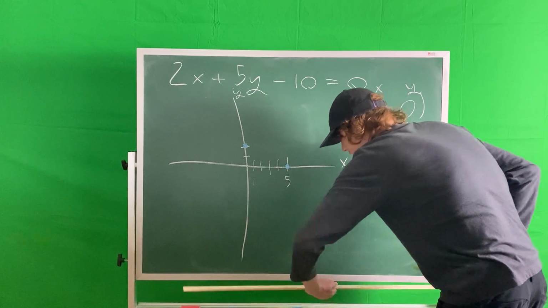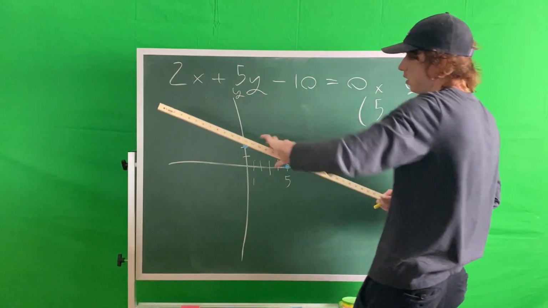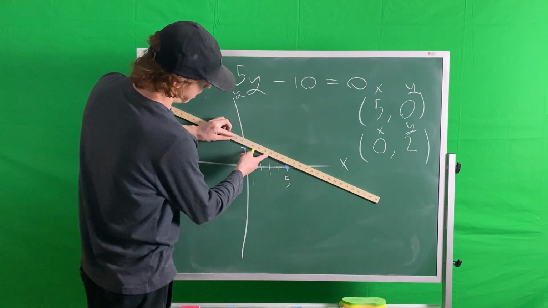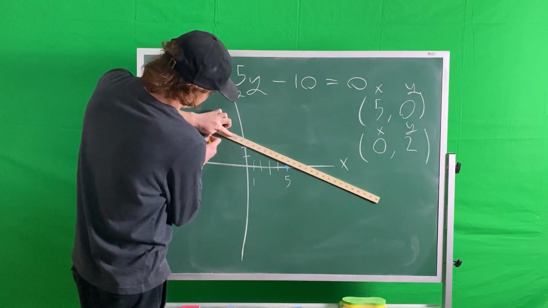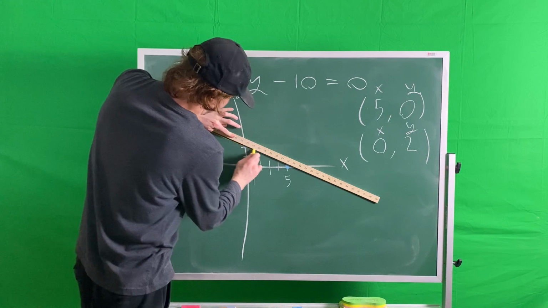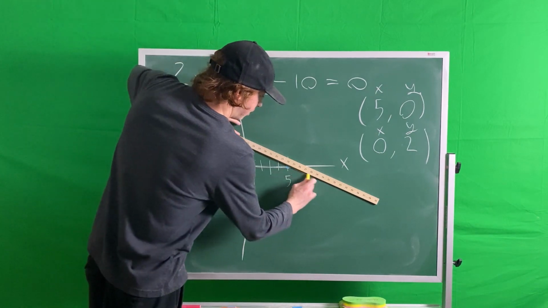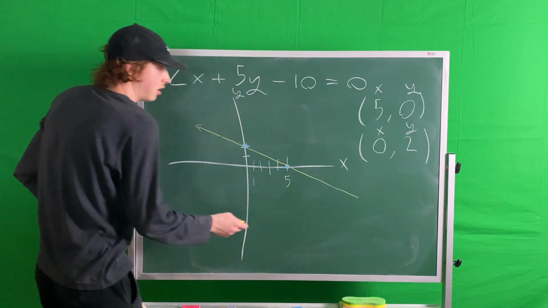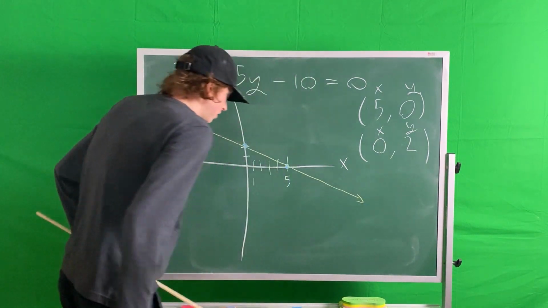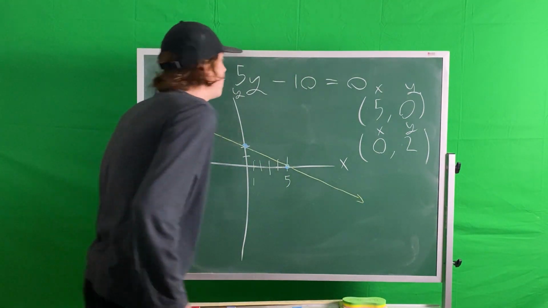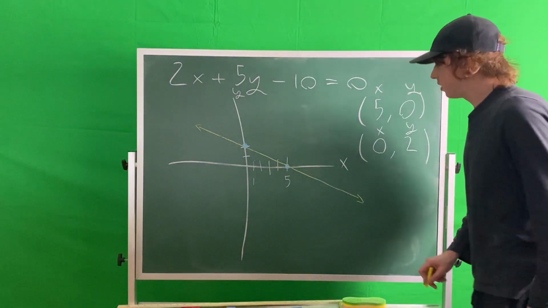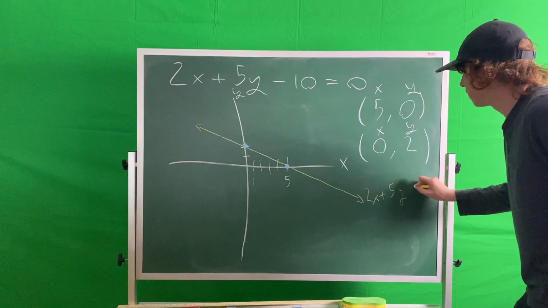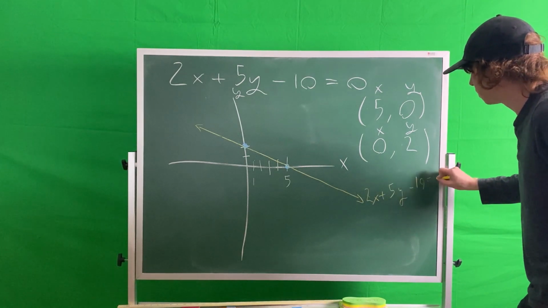So let's see here. Okay. So we have a perfectly straight, totally not scuffed line going through these 2 points. And this line can be expressed as 2x plus 5y minus 10 is equal to 0.